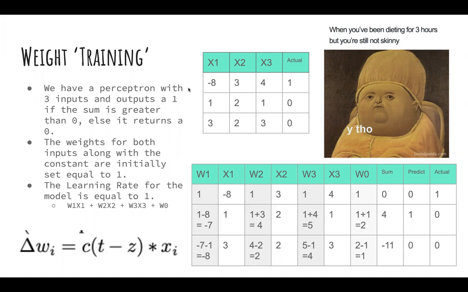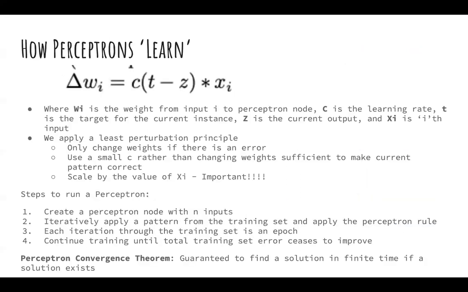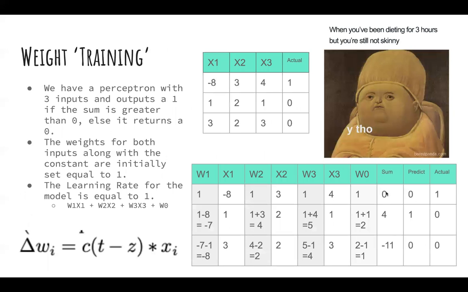So how you interpret this: we start out with all the weights, including the bias term, equal to 1. Then we have these 3 data points: x1 equal to -8, x2 equal to 3, x3 equal to 4. We plug that in. Because everything is 1, we just sum the numbers as is. This sums to 0. Our rule is anything greater than 0, we assign a 1, and 0 or less, we assign a 0. So we sum to 0, we predict 0, but our actual one is 1.